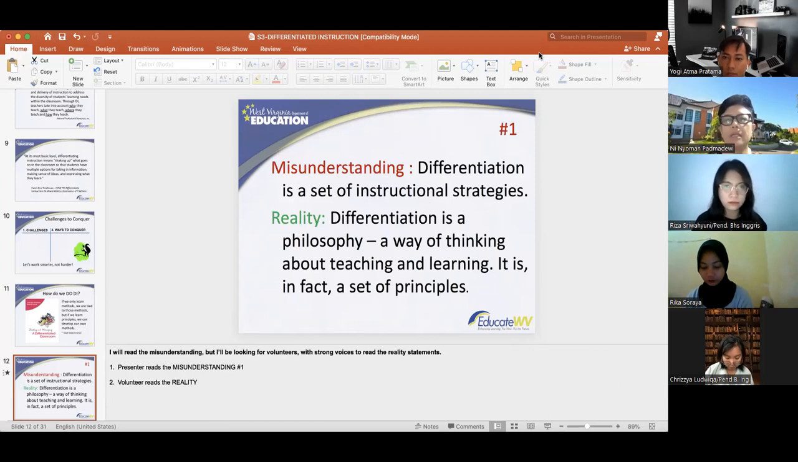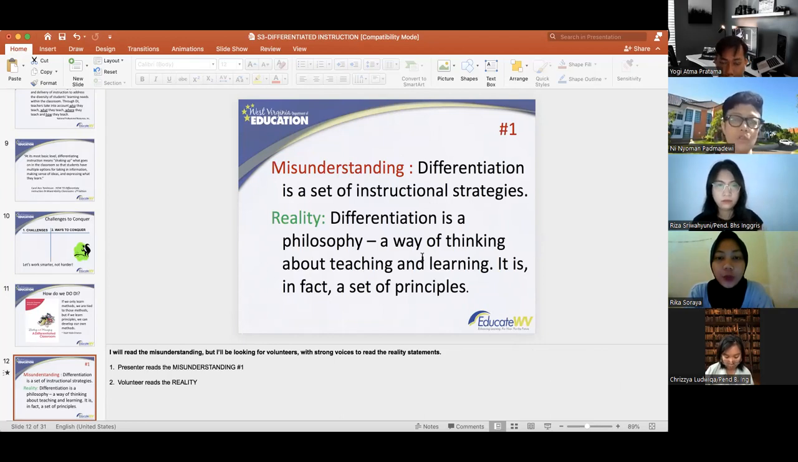A misunderstanding happening usually goes like this: differentiation is a set of strategies. No, it is not a set of strategies. In reality, differentiation is a philosophy, an approach. It is a kind of paradigm, a way of thinking about teaching and learning. It is, in fact, a set of principles, right?